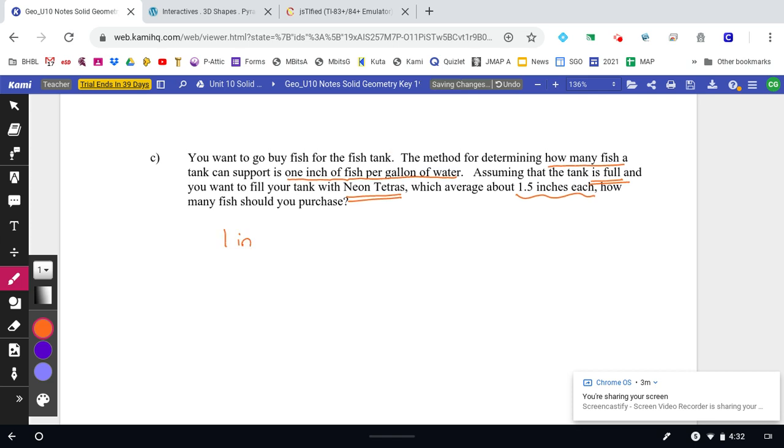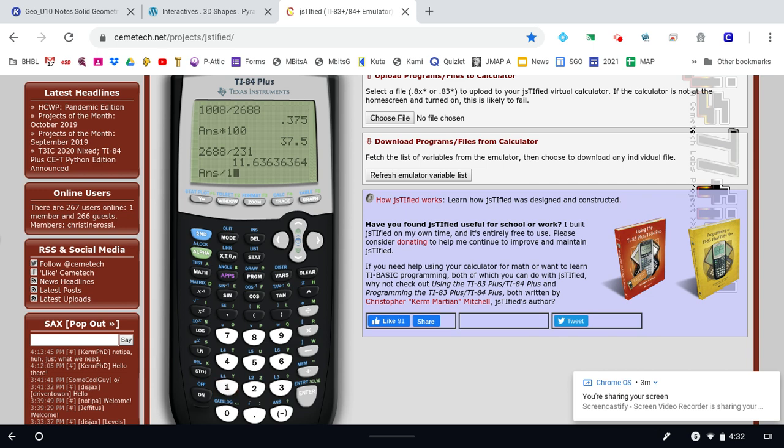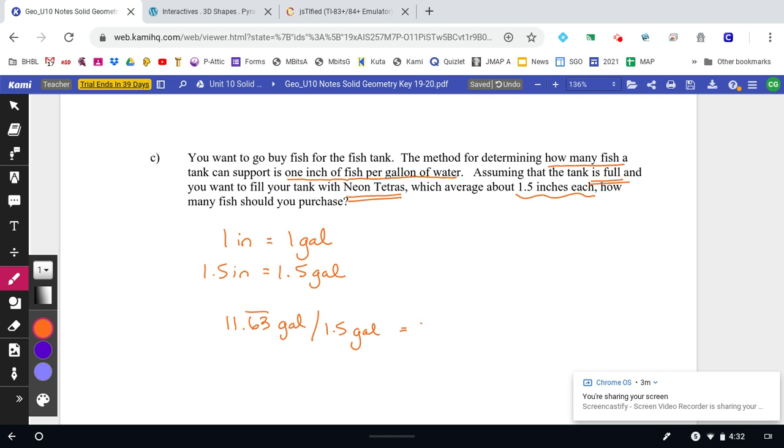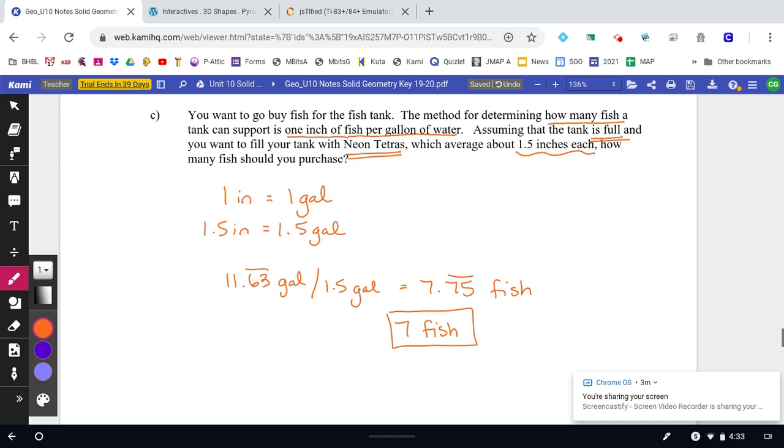So if 1 inch is 1 gallon, well, this is a 1.5 inch fish, so that's going to be 1.5 gallons of water. So if I take that full number we had up there, my 11.63 repeating gallons, and divide that by 1.5 gallons, I get about 7.75 fish. Now, since we don't want to have too many, this would then have to round down to 7 fish.